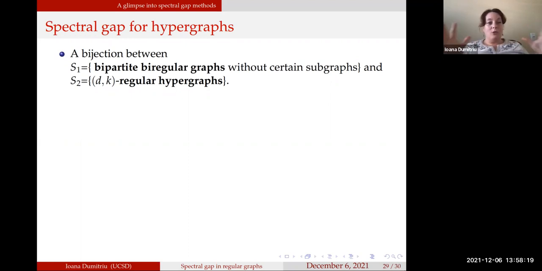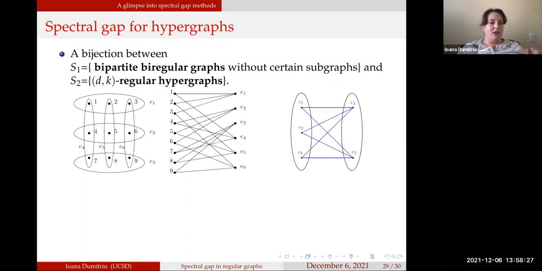So that's why the emphasis on these bipartite biregular graphs, because they are the right object to study in the case of hypergraphs. And this bijection is very simple. Remember this picture where I showed you the 2-3 uniform regular hypergraph? If you look at the set of vertices on one hand and the set of edges on the other, and you put an edge where a vertex belongs to one of the edges of the hypergraph, then what you get is a DK bipartite biregular graph.